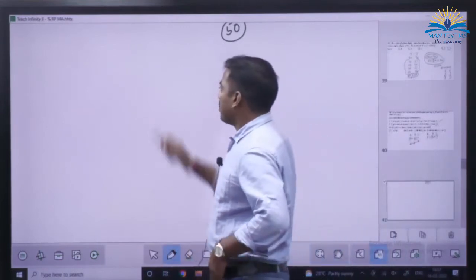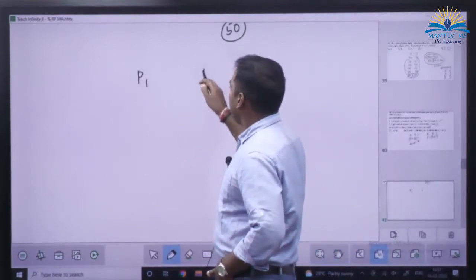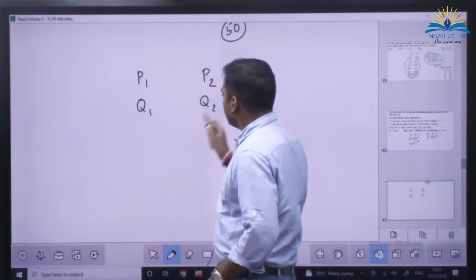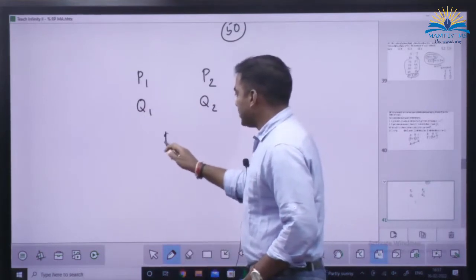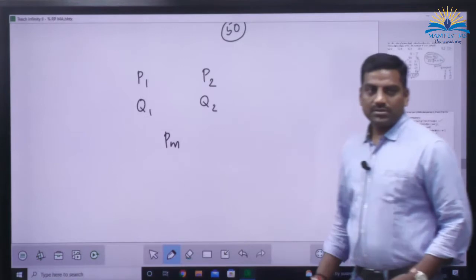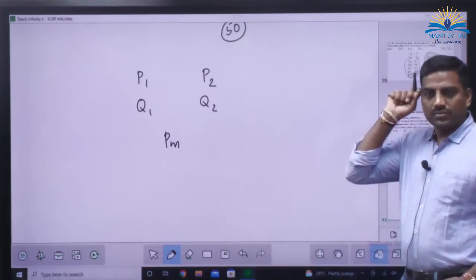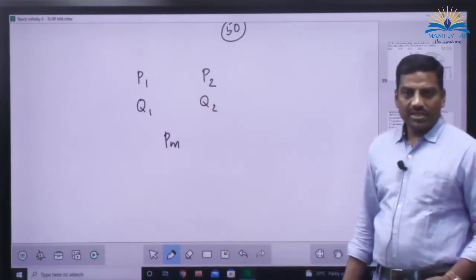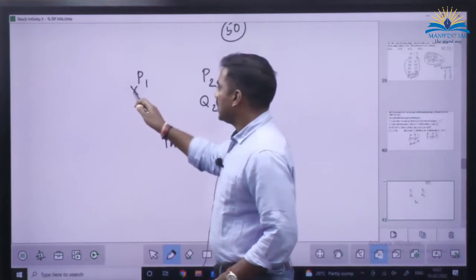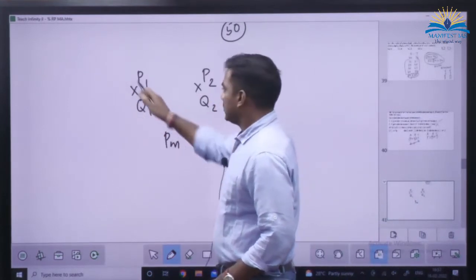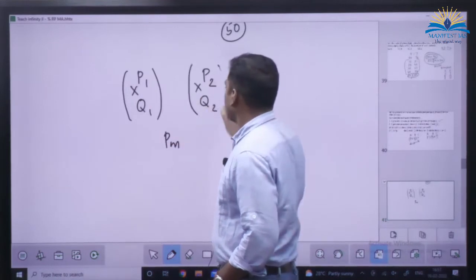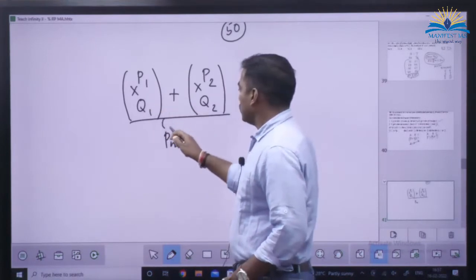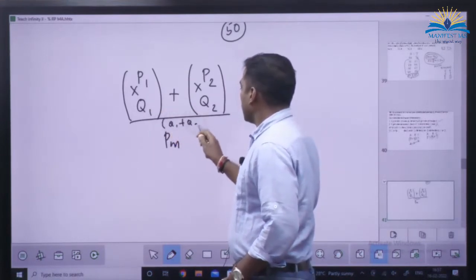Now, when they have given, let's say, price 1, price 2, quantity 1 and quantity 2, can you find out the price of the mixture? Yes or no? 60 rupees, 40 rupees, 2 kg, 3 kg. Can you finally arrive at the price of the mixture? So how do you do it? This into this, plus this into this, divided by Q1 plus Q2 will get us the price.